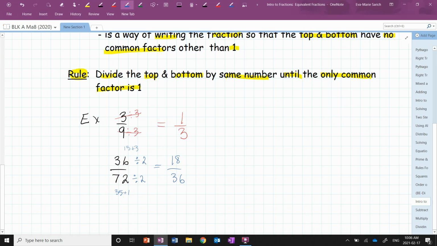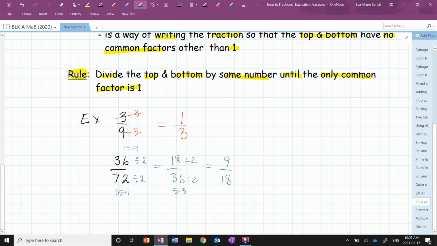Now, we're not as low as we can go because recognizing these are both even numbers again, right? So we can divide them both again by 2. So 18 divides by 2 to give you 9. If you're not good with 36, you can go 30 divided by 2 is 15, and 6 divided by 2 is 3. Put them together, and you're going to get 18.